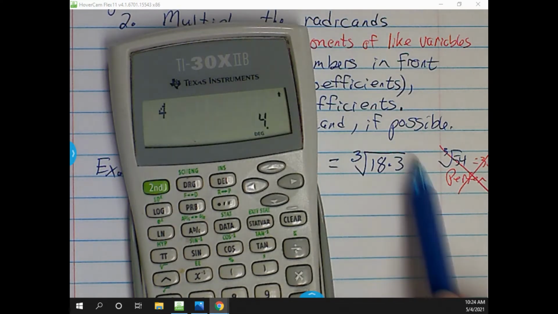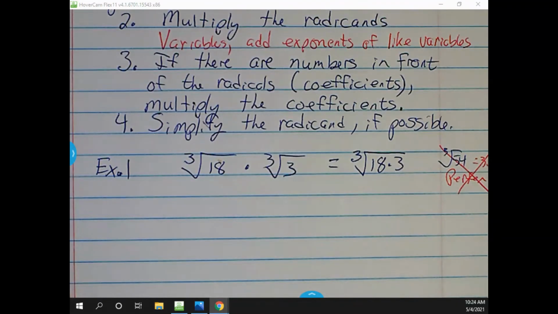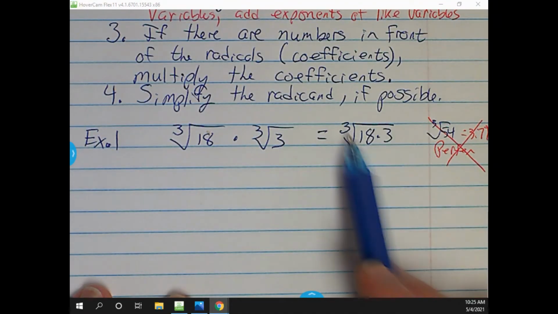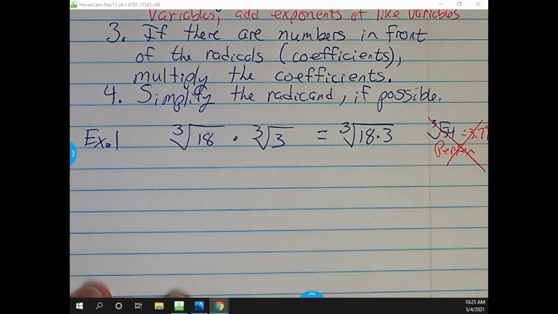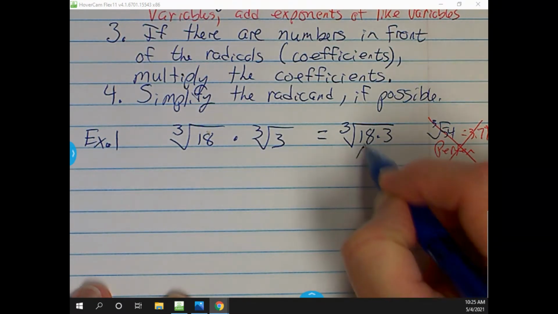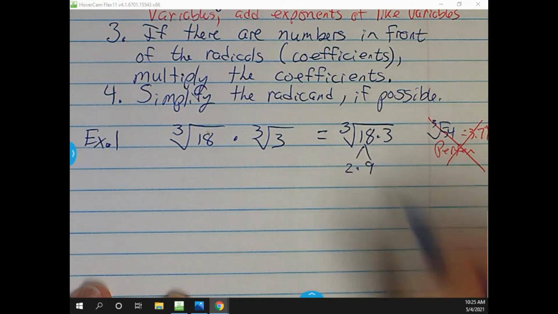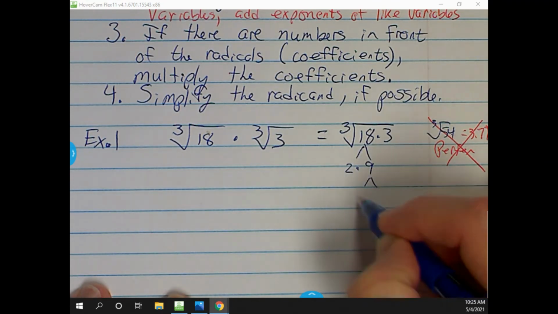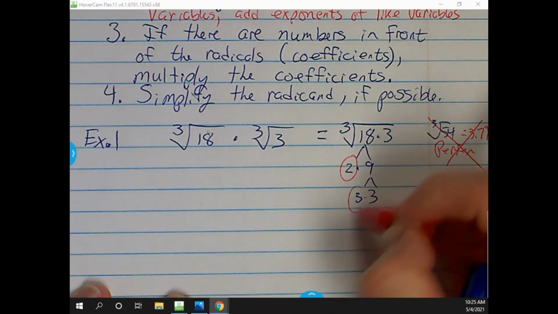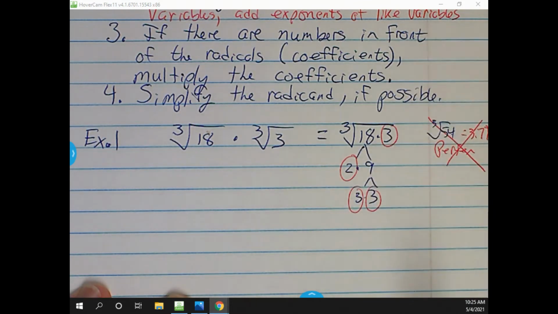The other half, you're going to have to take this number and break it down. And the reason I don't go ahead and do this 54 first is because if you multiply this together and make this 54 and it doesn't come out to be a perfect number, you've got to break this number down. Well, we already had it broken down here, so let's just keep on breaking it down here. So that would be 2 times 9, and that would be 3 times 3. So we've got 2 times 3 times 3 times 3.